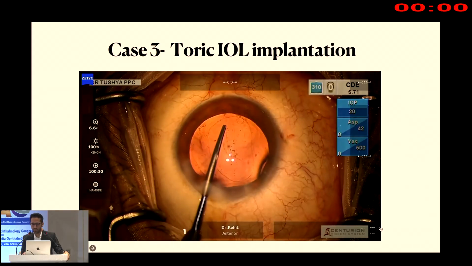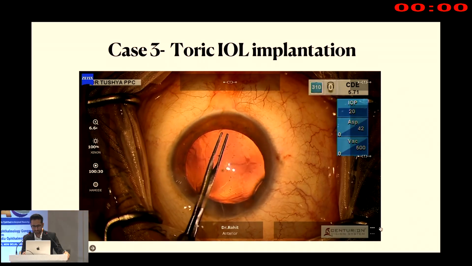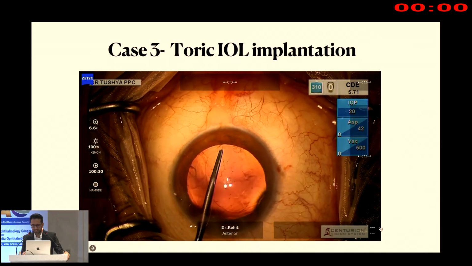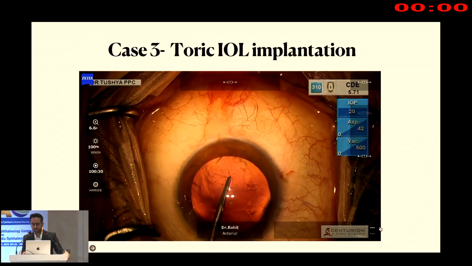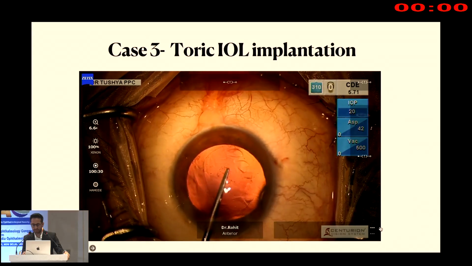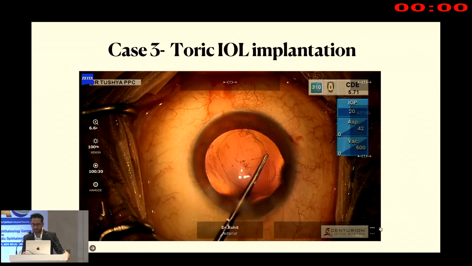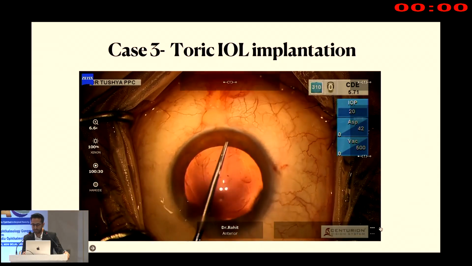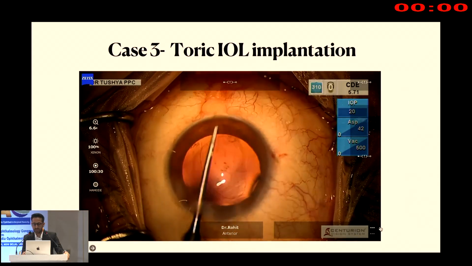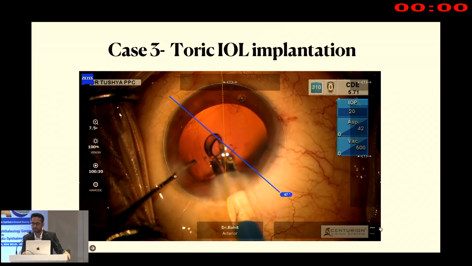What I'm going to do is regularize my rhexis by rounding it off. Once this is done, I'm going to inject a toric IOL. I'm going to do it in such a way that I would place it over the iris.